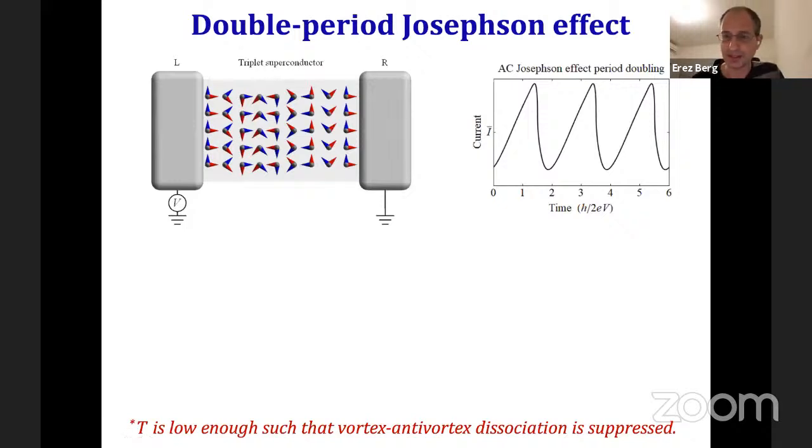So this means that the effective AC Josephson frequency you would measure in this kind of setup is actually half the usual Josephson frequency. Instead of 2eV over h bar, which is the usual Josephson frequency in a superconductor, in a Josephson junction, you would get eV over h bar.